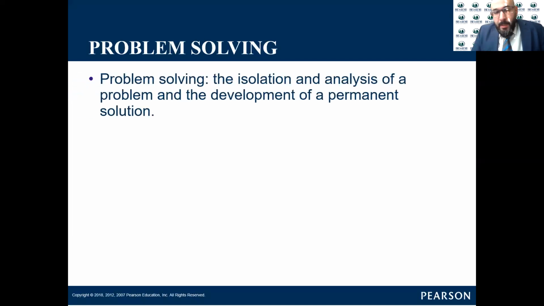A problem is any issue that you see as unusual, or abnormal. Therefore, when you see something abnormal, you go ahead and fix it, and you try to return to the normal process. So if we need to define problem solving, this would be the isolation and analysis of a problem and the development of a permanent solution. We analyze, isolate the environment, analyze the environment, and then propose a permanent solution that hopefully will help in finishing this issue and removing it.